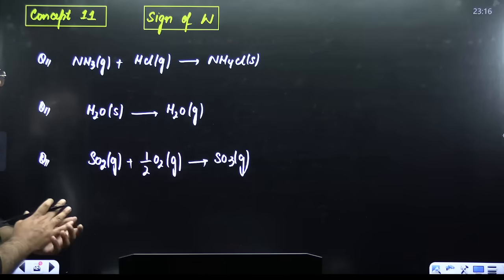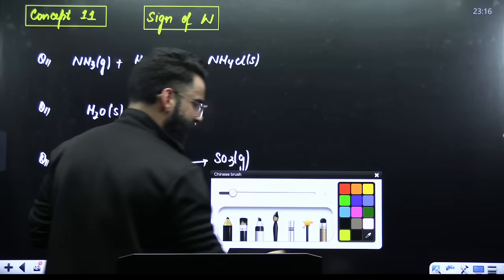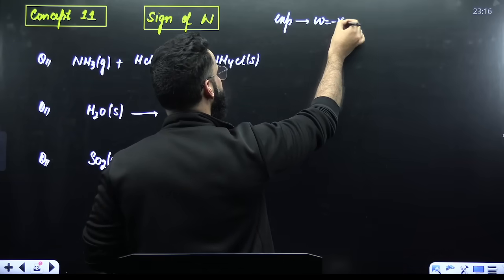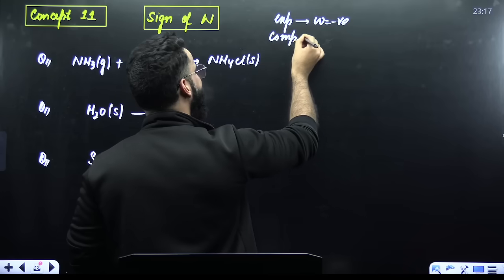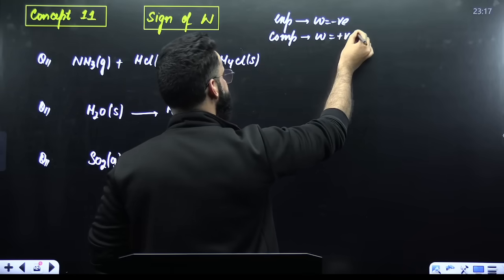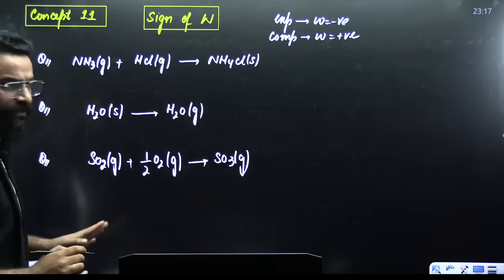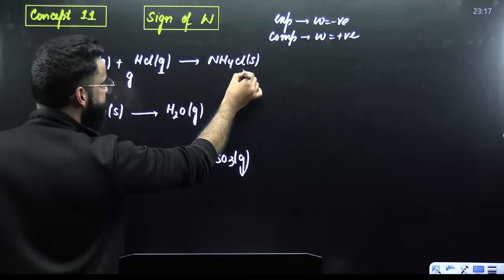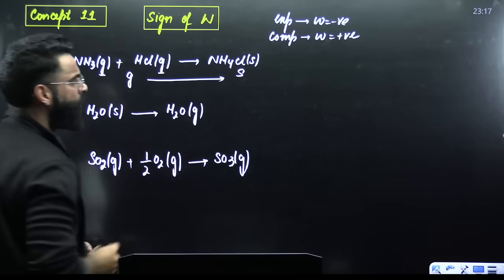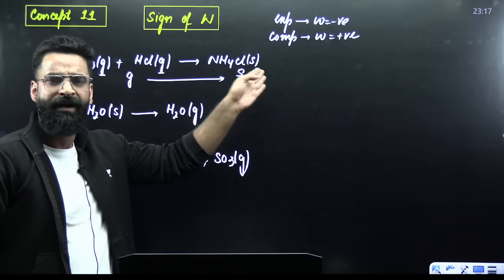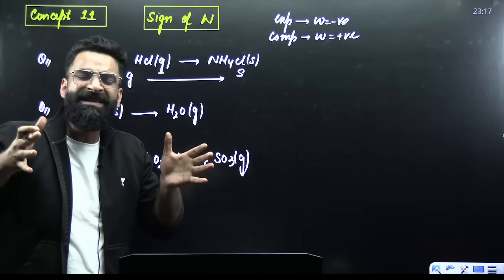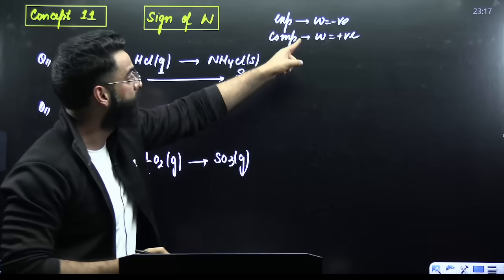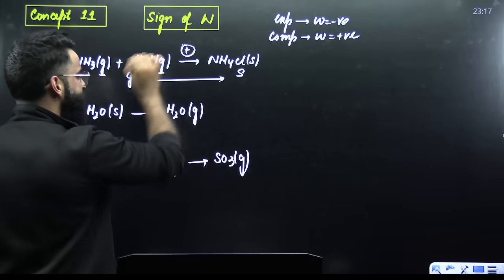Moving on to one more concept, that is sign of W. Remember, whenever there is expansion, W value is taken as negative. And whenever there is compression, W value is taken as positive when it comes to chemistry. Perfect. Now, my dear students, if you look carefully, this is gas, this is gas. So on the reactant side, we have got gases. On the product side, we have got solid. So gases are getting converted into solid. If gases are getting converted into solid, that means molecules are coming close. Close means compression. Compression means W positive. So the sign of W here is positive.